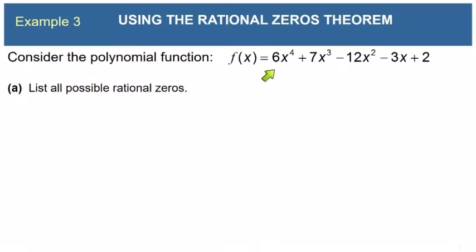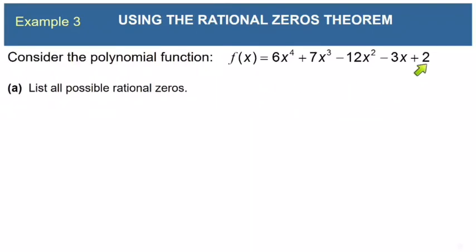Now keep in mind that this process of listing all the possible rational zeros only gives us rational numbers. It only gives us, in other words, fractions and whole numbers. It won't help us find non-real complex roots, and it won't help us find any irrational zeros that would come from using the quadratic formula. But it will help us find any rational ones. So let's do that here. Let's make a list of possible rational zeros.